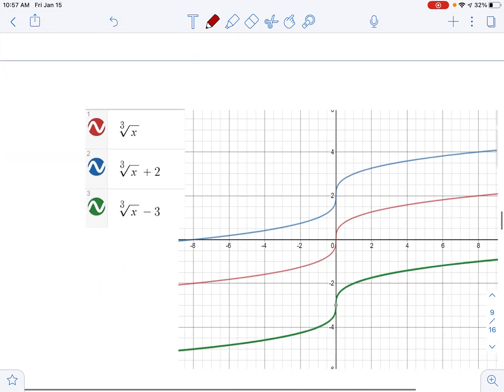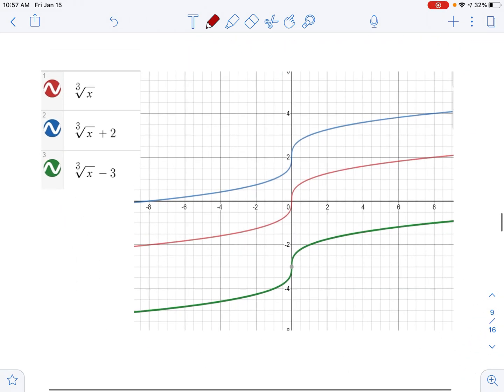So let's take a look at those graphs, right? Here we have our translations up and down, and that looks like it, right? We have our parent function in red shifted up 2 units to have that middle point right there. Shifted down, middle point right there. Now, the thing to remember is that every single point is being shifted up or down.